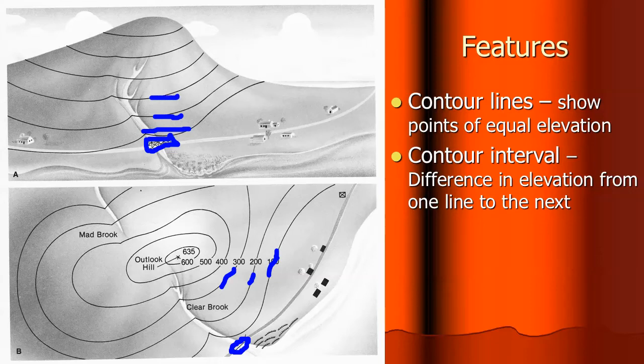So what that means is that if you are walking up this hill like this, every time you hit another one of these lines, you've gone from 100 feet above sea level to 200 feet above sea level to 300 feet above sea level, and so on. So the idea here is that every time you go past one of these lines, you're moving up 100 feet in elevation. And this is what we call the contour interval. The contour interval is the difference in elevation from one line to the next.